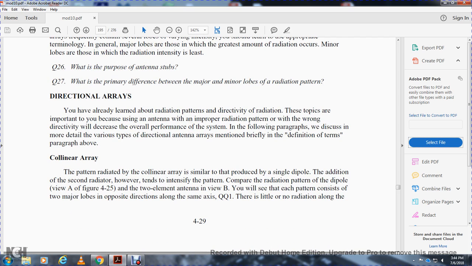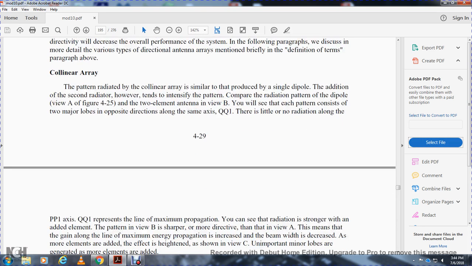Alright, collinear array. The pattern radiated by the collinear array is similar to that produced by a single dipole. The addition of a second radiator, however, tends to intensify the pattern compared with the radiation pattern of the dipole, view A of figure 4-25 with two elements, and view B. We'll see that each pattern has two major lobes in opposite directions along the same axis, QQ1. There is little or no radiation along the PP1 axis. QQ1 represents the line of maximum propagation.